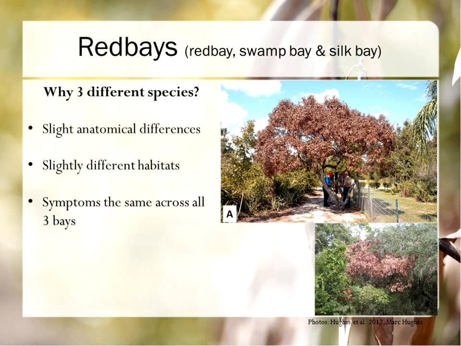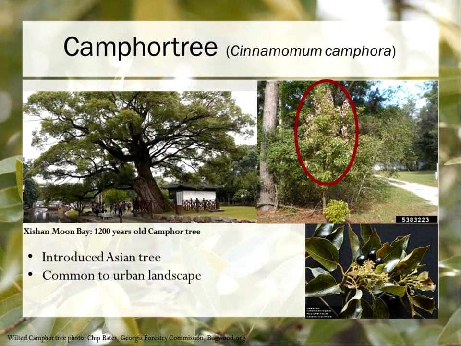So redbay, you've seen these earlier. Again, you're going to get that canopy wilt. This is a silkbay right here. It prefers a dune habitat. It's very limited geographic range, just to certain parts of Florida. Here's redbay. So again, just showing those symptoms.